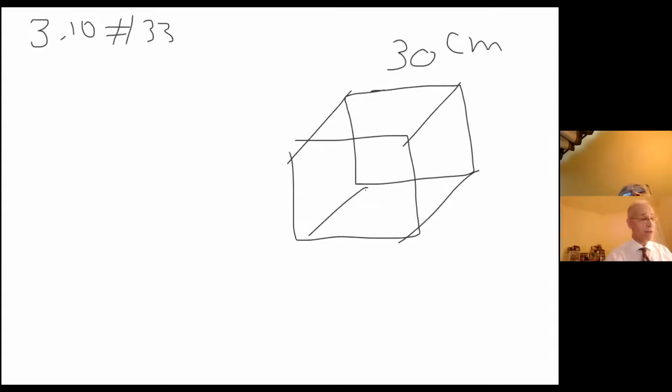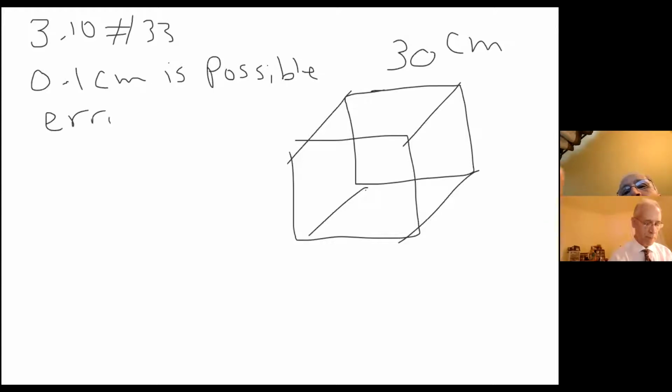With the possible error in measurement of 0.1 centimeter. So, 0.1 centimeter is possible error. What does that mean? That means that this edge could be as high as 30.1 centimeter or as small as 29.9 centimeter.